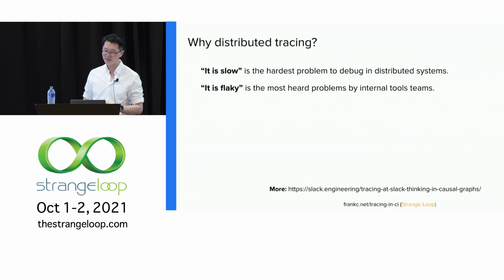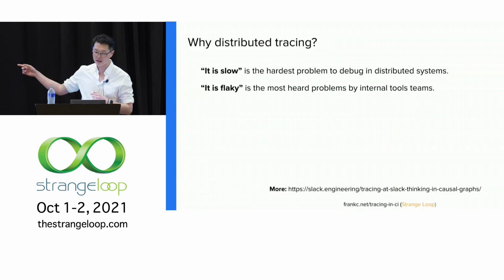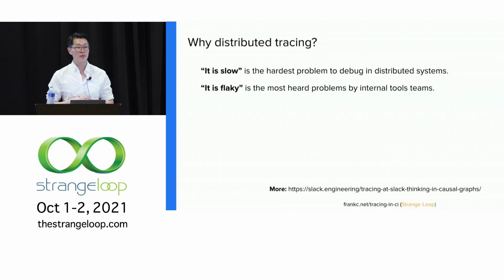"It is slow" is the hardest problem to debug in distributed systems. "It is flaky" is the most heard problem by internal tooling teams. A tracing system doesn't tell me what's slow or flaky, and more importantly, why. It's an exercise oftentimes left to the reader. An in-depth exploration of SlackTrace is written by my mentor and colleague Suman and can be found in the blog post linked. For the purposes of this talk, I'll share a sky-high view of the motivation and this infrastructure.